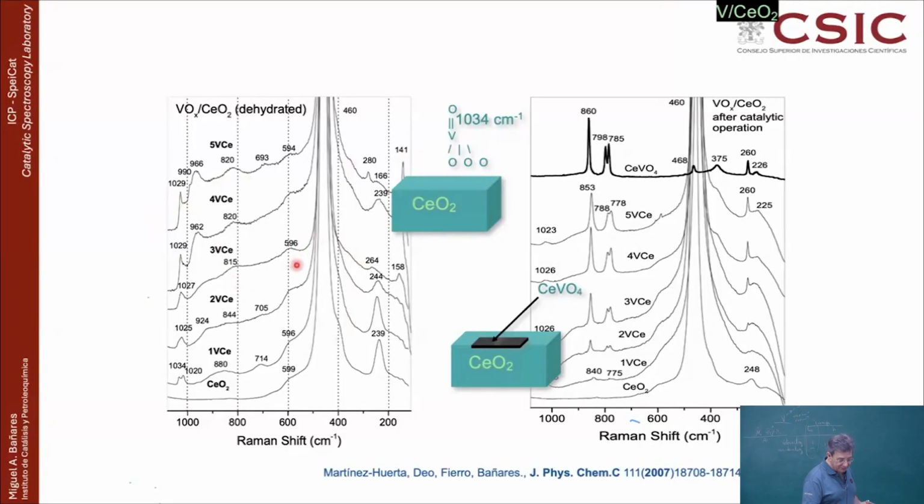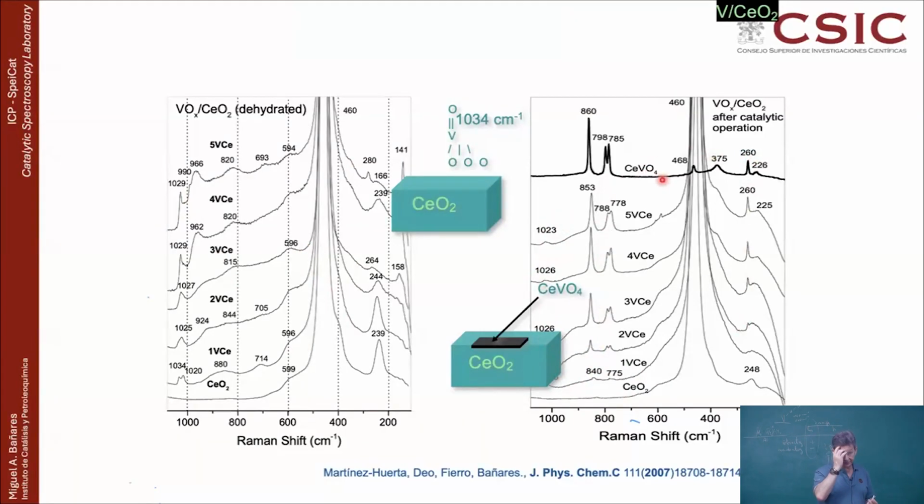What happens with this catalyst when you use it in reaction? Well, we use it for ethane oxidative dehydrogenation, ethane to ethylene. After the reaction, this catalyst is deactivated, and the Raman bands for pure ceria don't change. But for the vanadium oxide on ceria, you hardly see any dispersed vanadium, and you see new Raman bands over here and over there. These new Raman bands correspond to cerium vanadate.